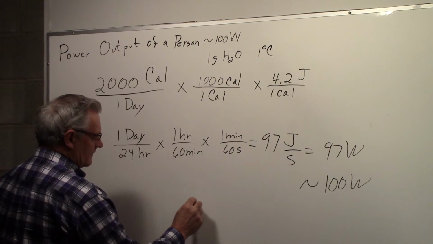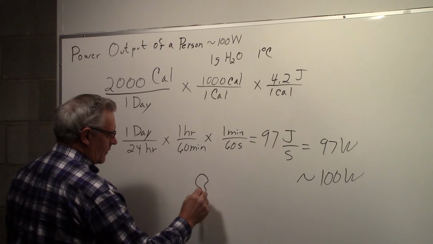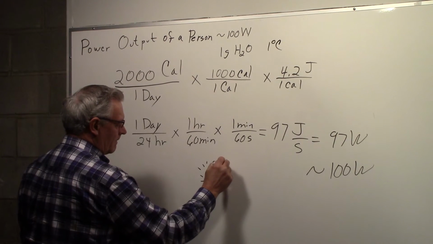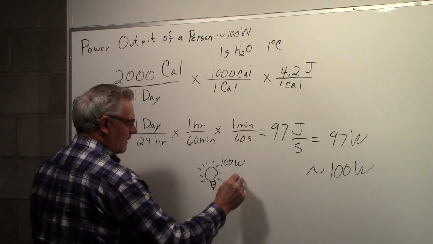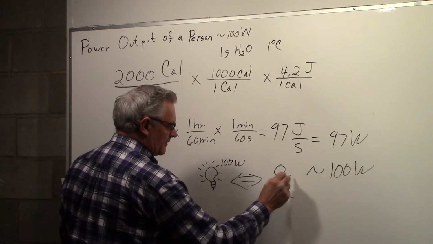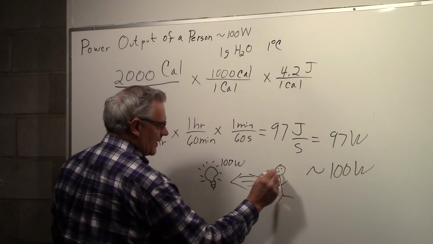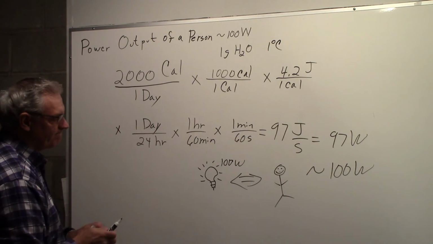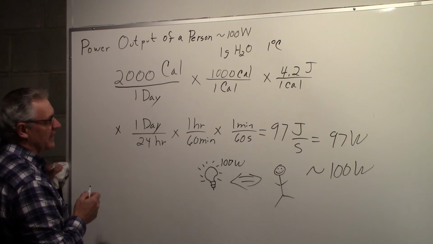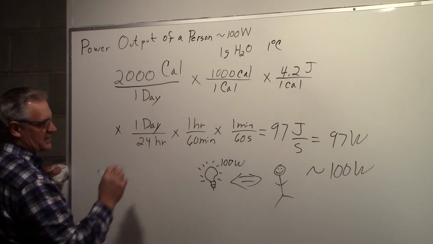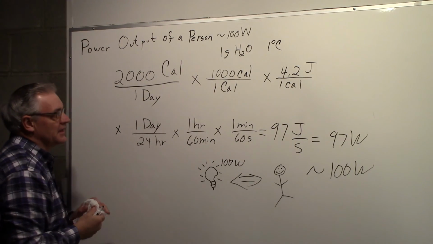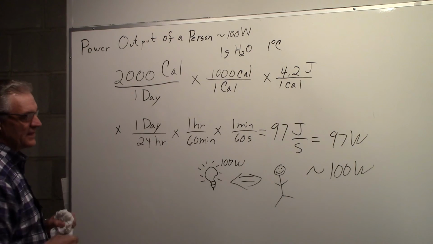So if you look at a 100-watt light bulb, that's basically equivalent to the power put out by 1 person. And that's assuming using 2,000 calories a day. If you don't like that number, you can change it to something else. But the point is that the power output of a person is approximately 100 watts, and this is how you do the calculation.